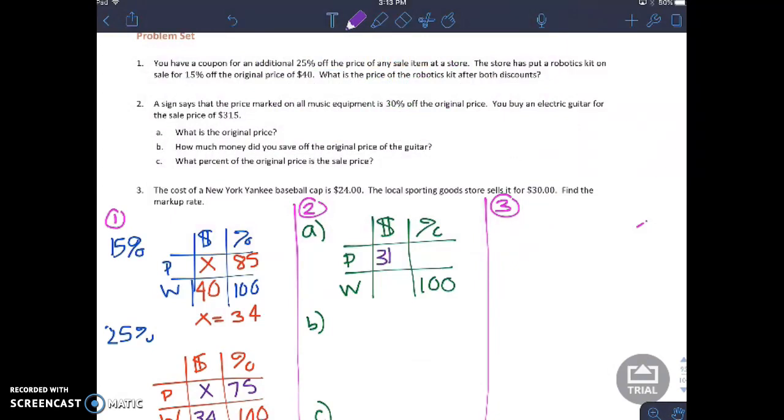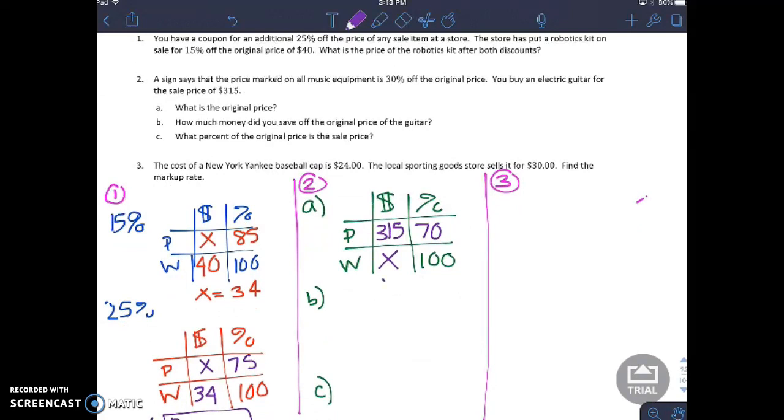So the 315 goes in the part. We don't know what the whole is. We don't know what the original price is. And the percent we know is 30% off. So that means 315 was 70% of something. It's the answer to the discount. When you solve this, you end up getting x equals $450. So it was originally $450. It was 30% off. So that means that you ended up paying 70%, which was $315.